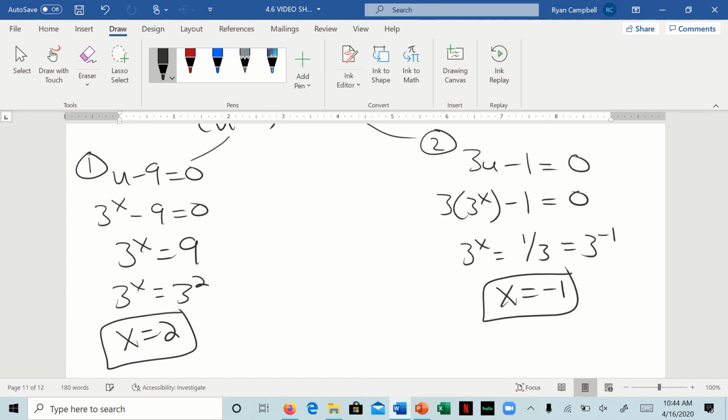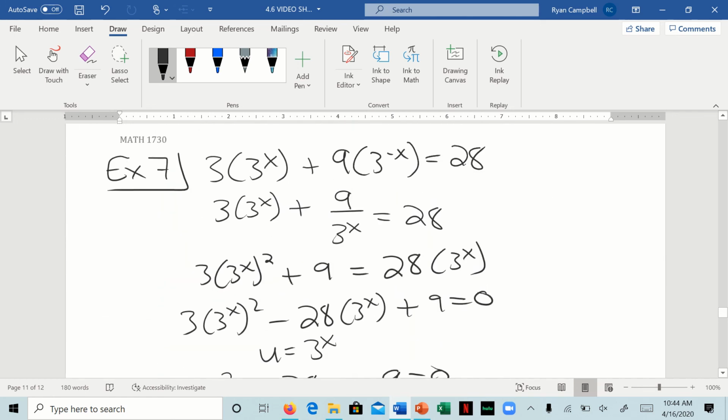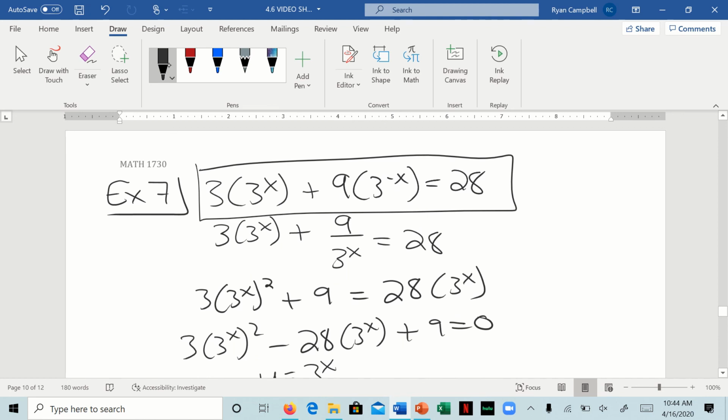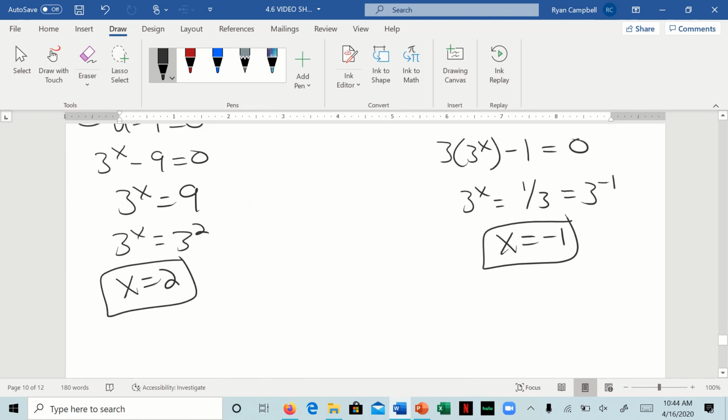Are we done? Do we have to check ourselves? No, right? We actually don't have to check ourselves because we started off with exponentials. We didn't have logarithms. So we're actually fine. We don't have to check ourselves. This is the answer.